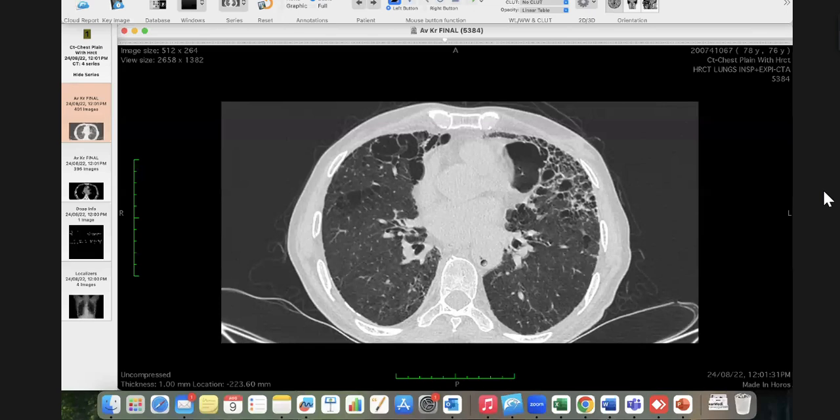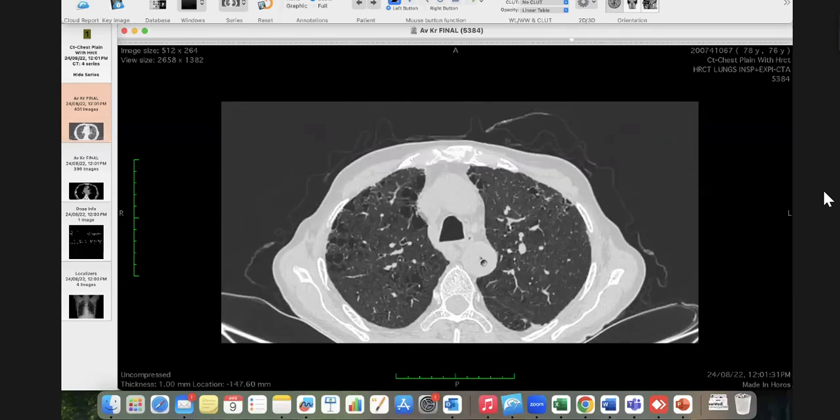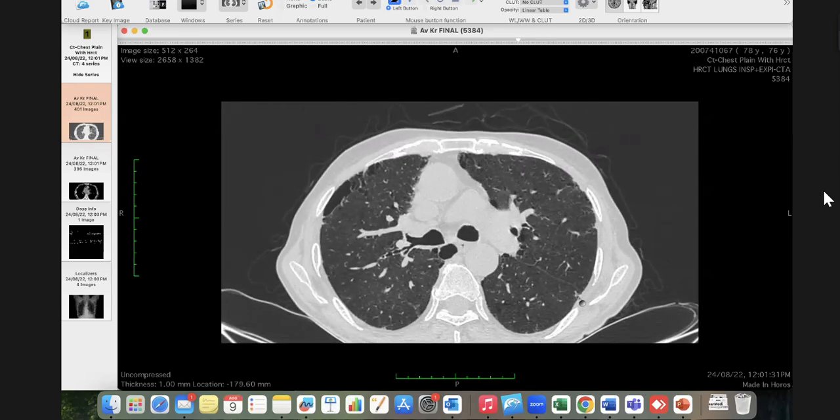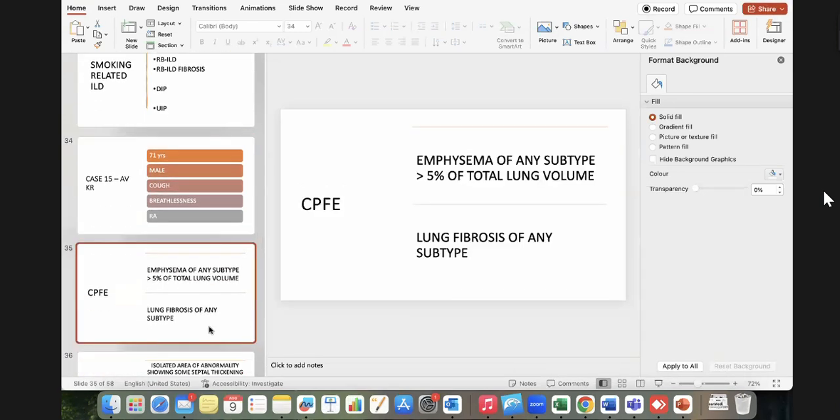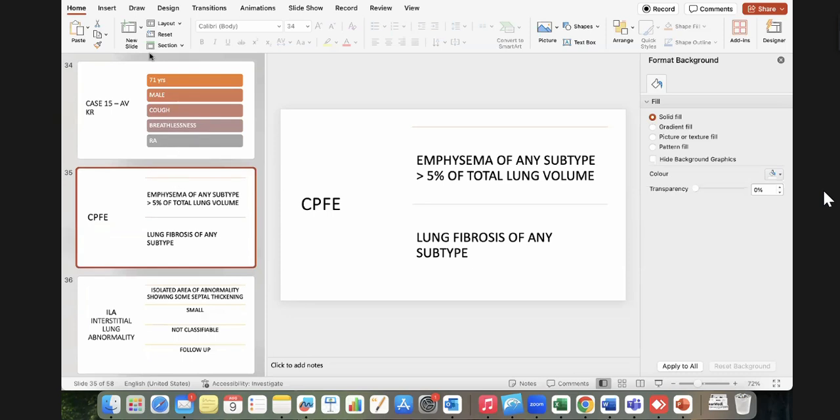And this is when we call them as combined pulmonary fibrosis and emphysema, or CPFE. Just be mindful of this entity and call it in your report. It is most likely CPFE. So emphysema of any subtype, more than 5% of total lung volume, and lung fibrosis of any subtype, if present together, it constitutes CPFE. So that basically does it for today evening. I will just introduce two small concepts to you.